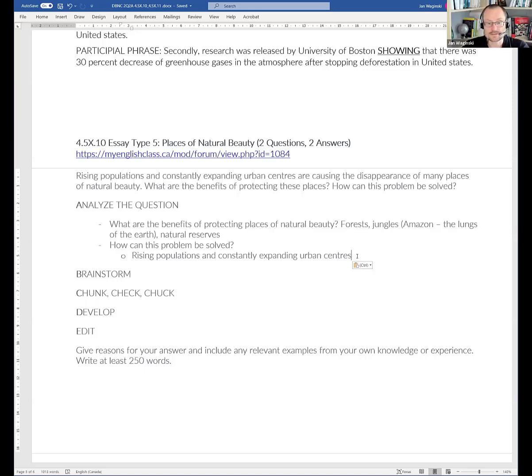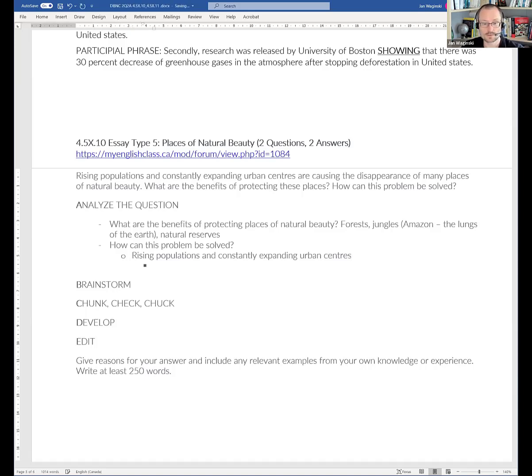All right, so let's talk about how rising populations and expanding urban centers are leading to the destruction of these places of natural beauty, right? So what do we call that process? Expanding urban centers, there's one word for that that we talked about the last couple classes. Urbanization? Yeah.